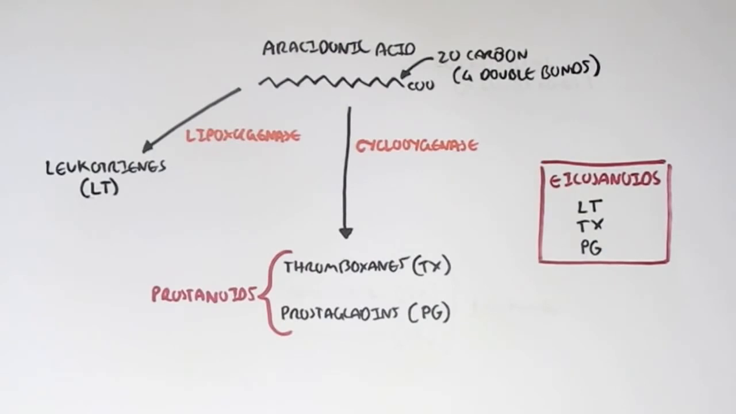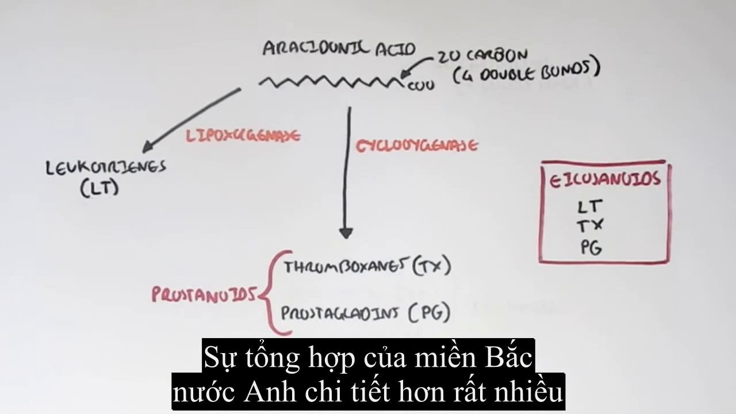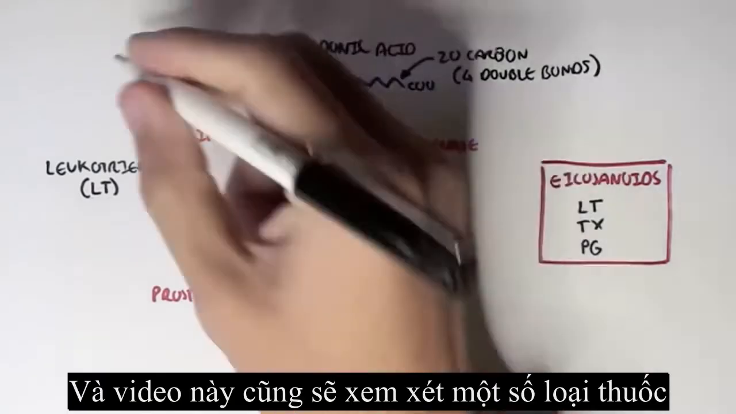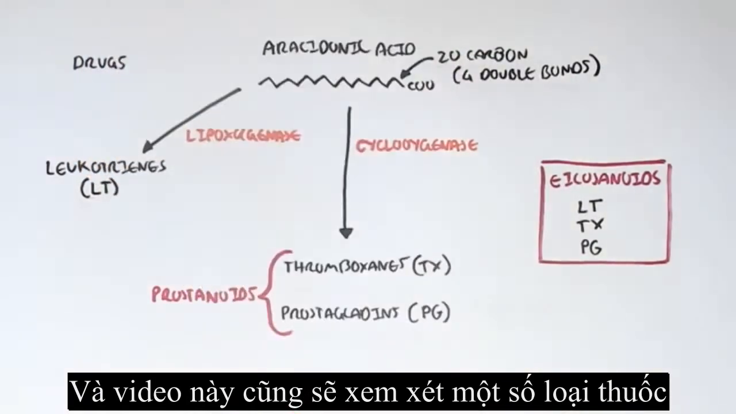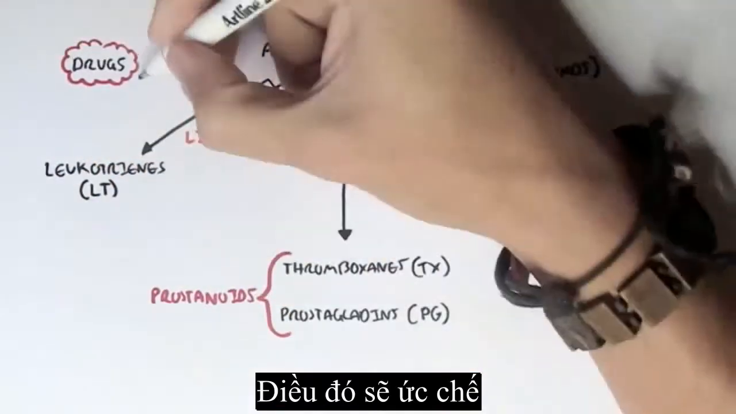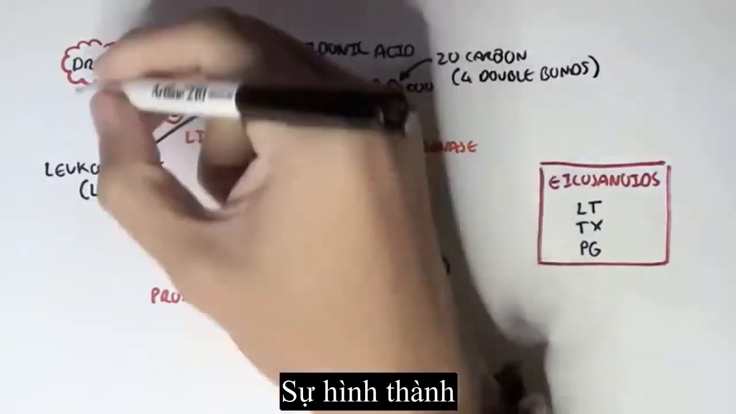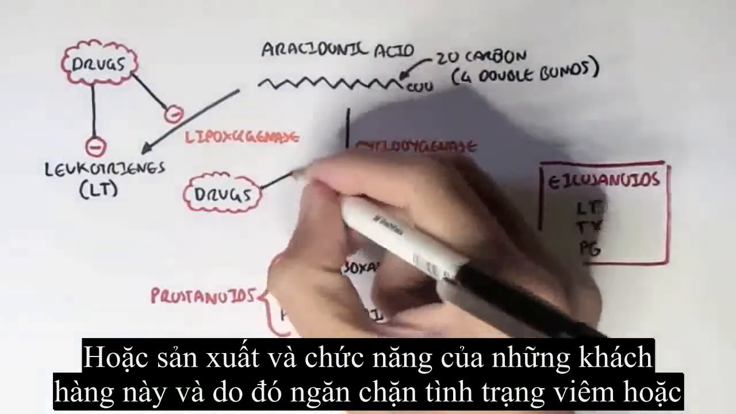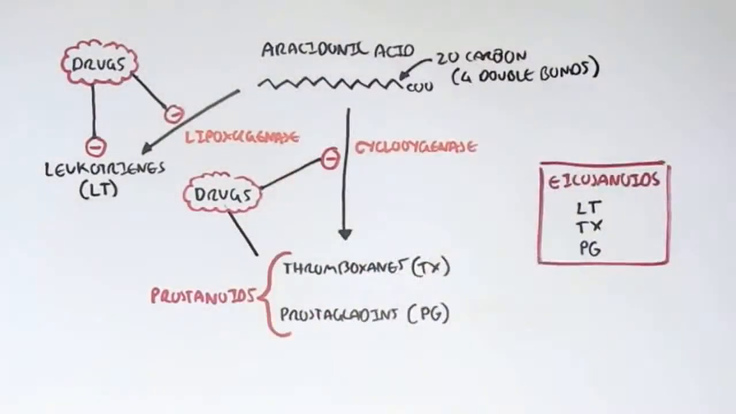In this video, we will look into the synthesis of these eicosanoids in a lot more detail, as well as their function. And also in this video, we'll look at some drugs that will inhibit the formation or the production and the function of these eicosanoids, and therefore suppress inflammation or halt inflammation.